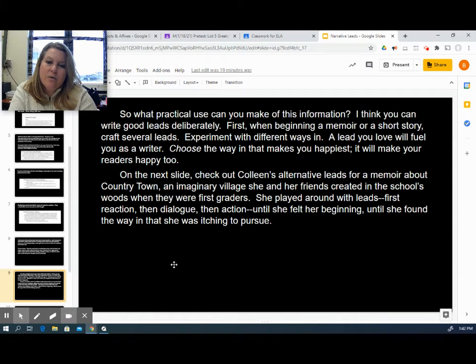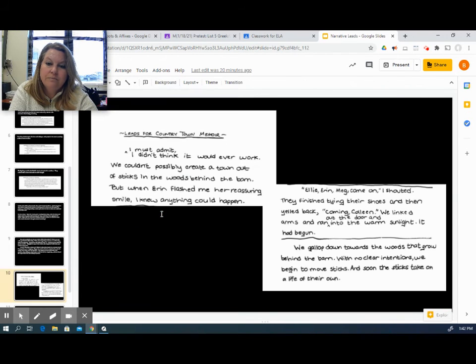On the next slide, we're going to check out Colleen's alternative leads for a memoir about Country Town, an imaginary village she and her friends created in the school's woods when they were first graders. She played around with leads, first reaction, then dialogue, and then action, until she found the way in that she was itching to pursue. All right, so you see her first lead here, and then you see her second and her third. I'm going to read those to you.